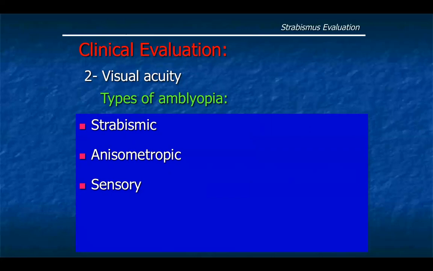Or sensory, which means there is a corneal opacity, or there is a cataract or macular scar in one eye. So this eye gives poor image to the brain. The brain neglects the eye or suppresses it. By time it develops amblyopia.